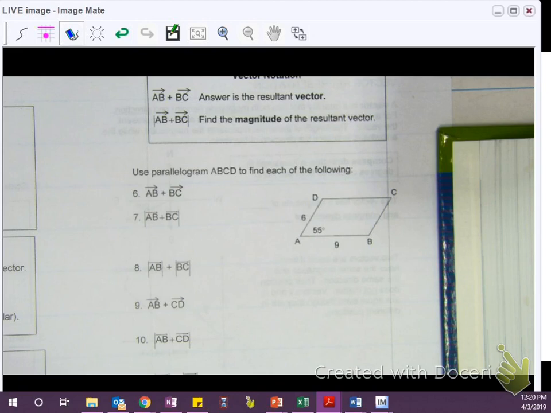The next one is the magnitude of AB plus CD, which is the magnitude of the 0 vector, which is just 0.